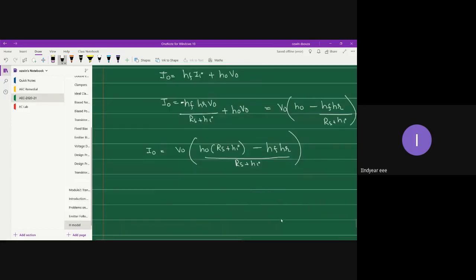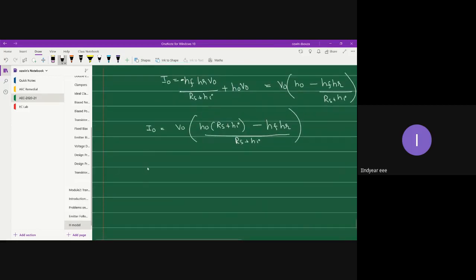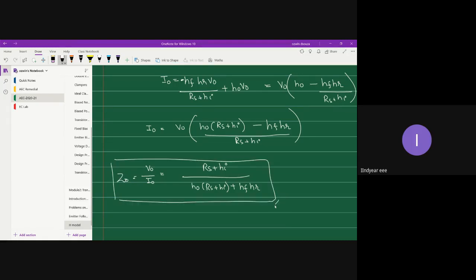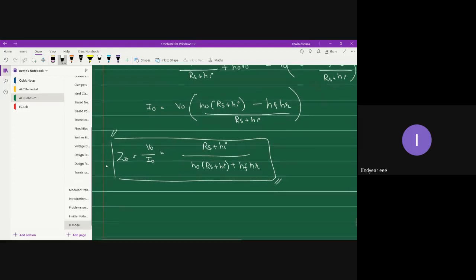Okay, or take out the ratio V naught by I naught, which is equal to RS plus HI divided by H naught into RS plus HI plus HF into HR. Okay, so this is basically the ratio. That is your Z naught.